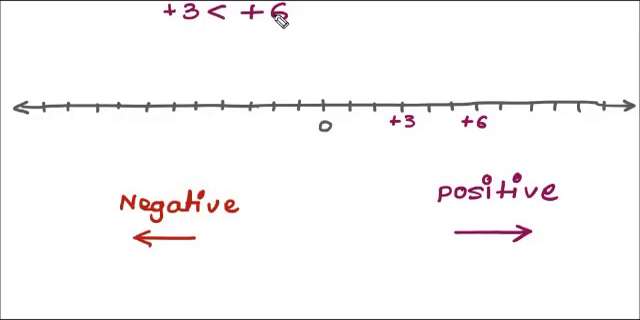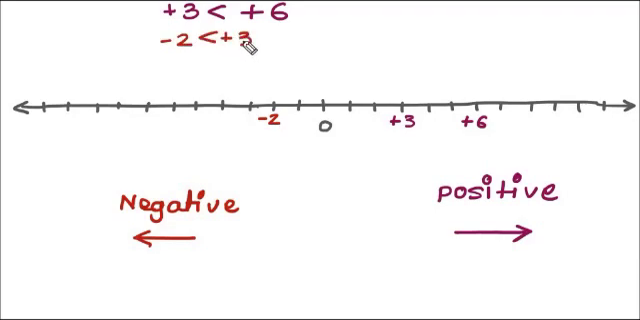Let's take another number, minus 2. Minus 2 is going to be on the left hand side of 0, 2 places. So 1 and 2. So here minus 2 is going to be here. Now I want to compare minus 2 and plus 3. Which number out of these, minus 2 and plus 3, is on the left hand side? Minus 2 is on the left hand side. Hence we can say that minus 2 is smaller than plus 3.